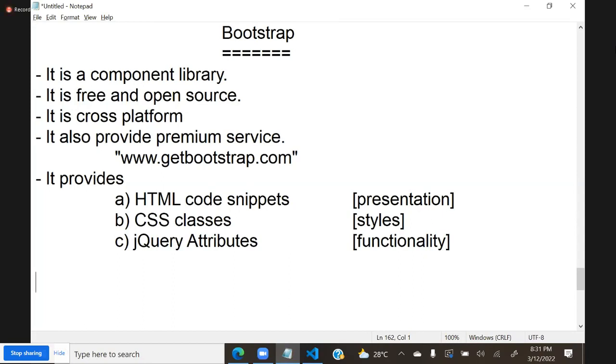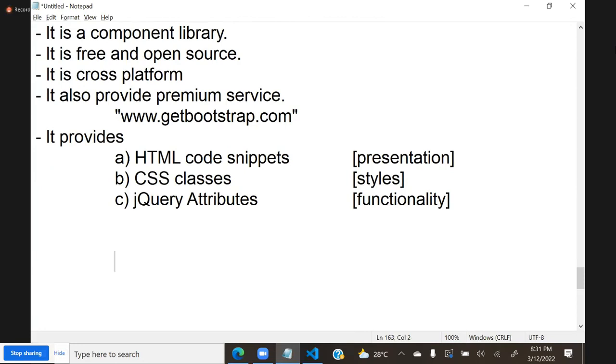Bootstrap provides all these three things. For example, HTML code snippets, so you can put in markup and design. Code snippet means a div will be there, and in the div, some content will be there. Classes means it will put a class. Suppose I want to give a button-like appearance, I can use btn primary, like that. I can give some appearance.